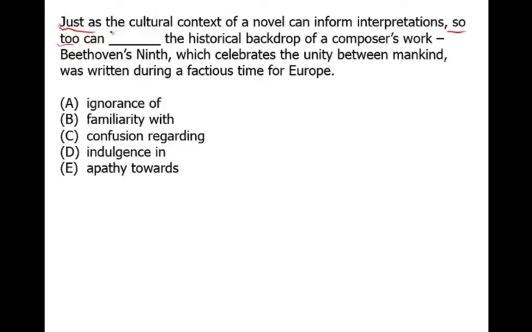It's not saying, oh, cultural context of a novel can inform interpretations, but it's not always helpful. That would be a shift. Here it's just saying cultural context of a novel is helpful for interpretations, and it can also, is important here, with the historical backdrop. So it can inform interpretations and be helpful or inform historical backdrop. And that's the relationship we should note here. So again, this is a just as, so too construction, a no shift sentence.